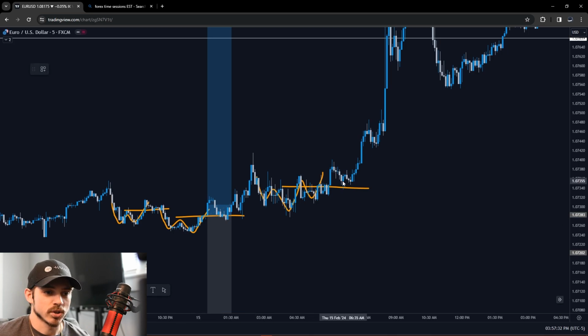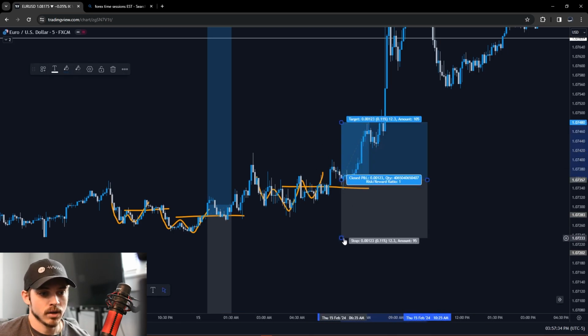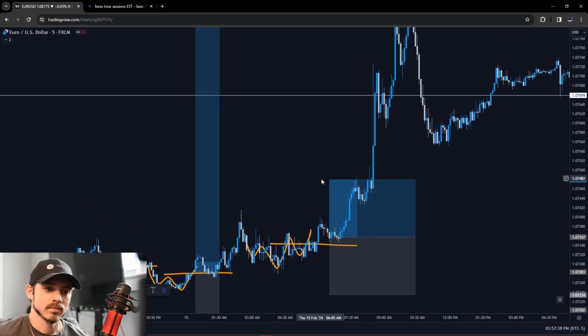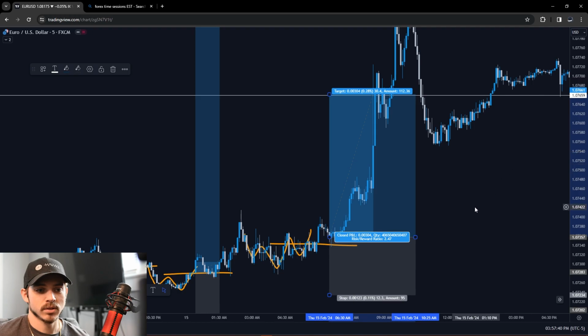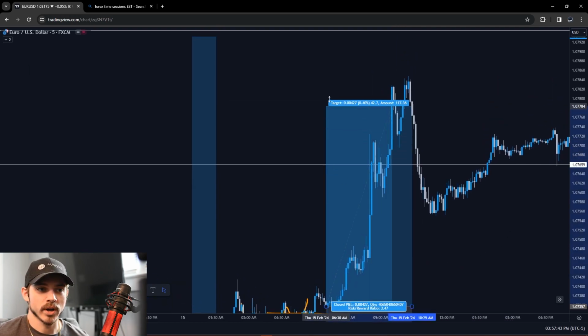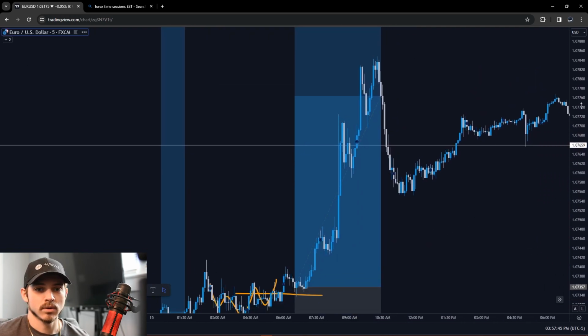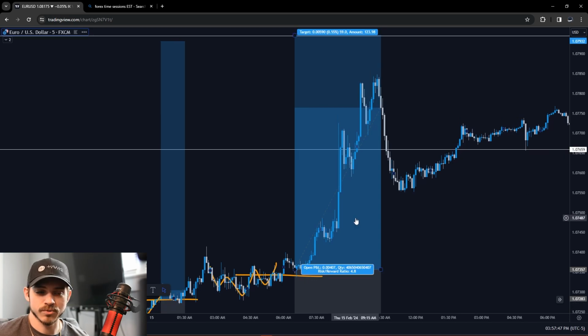If we enter our trade right here in this rough area, first take profit, most relevant low, which would be right here. Take profit here. So this is a 2.5 to 1, almost a 5 to 1.